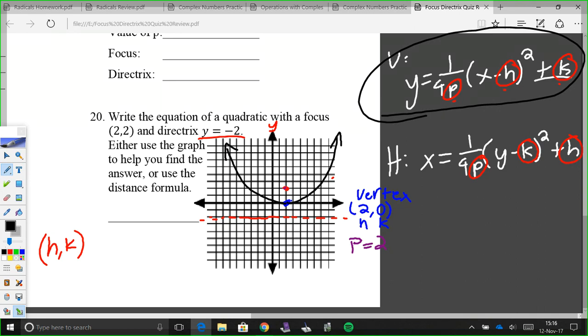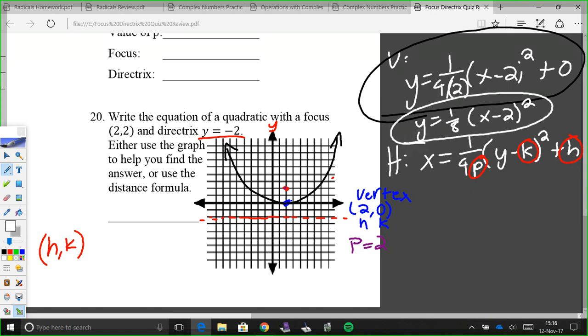So finally, I just plug in my h, k, and p. P is 2, so this will be 4 times 2, which will be 8. My h is 2, so I'll have minus 2. And then k is 0, so I can have plus 0. And there's my equation. Voila. If I clean it up a little bit, it's really y equals 1 over 8 (x minus 2) squared. I don't really have to write the plus 0. Nice and simplified, that would be it.